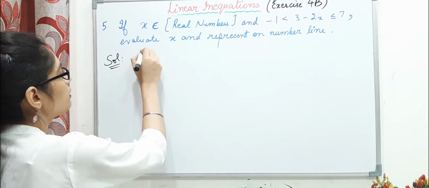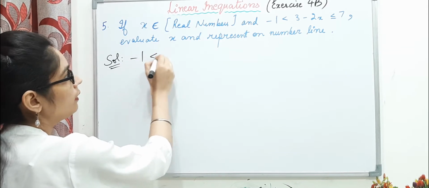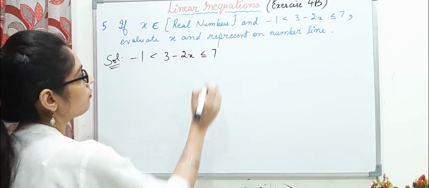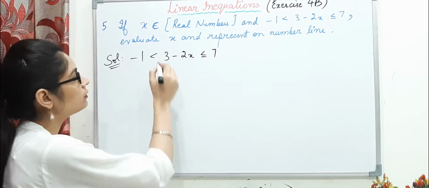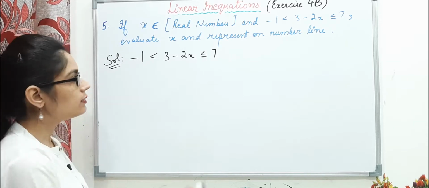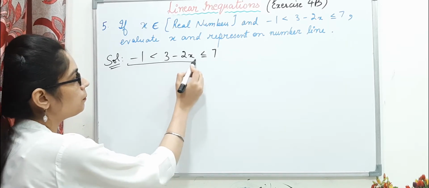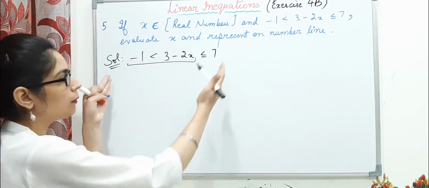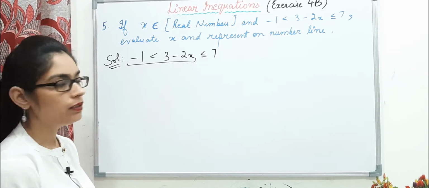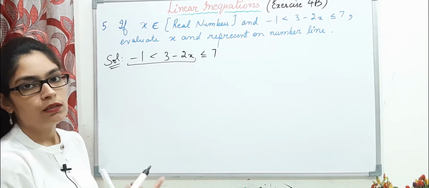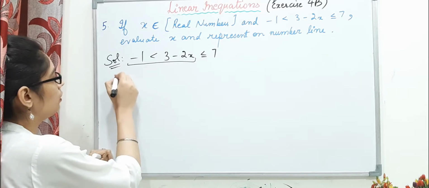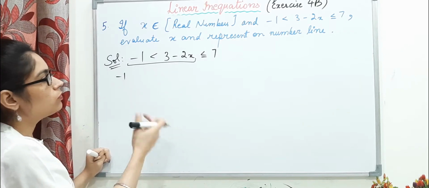So the inequation is minus 1 less than 3 minus 2x less than equals to 7. See, 2 times the sign of inequality is there. So when 2 times the sign of inequality is there, so we'll part the complete expression into 2 different parts. We can divide it and then part by part we can solve the value of x. So first these two sides I will take and solve the value of x.